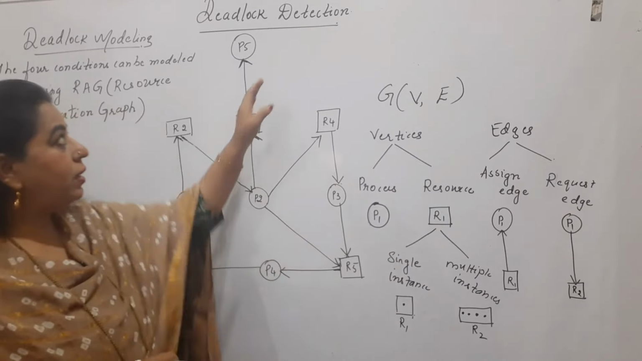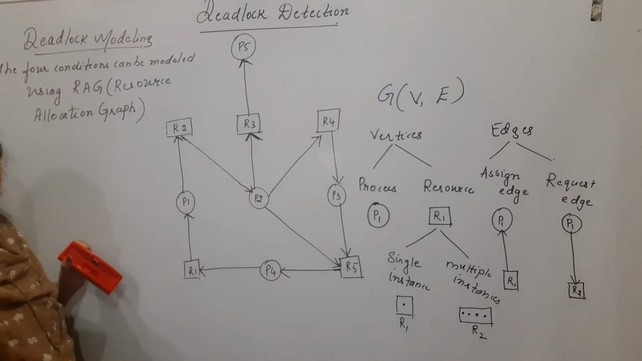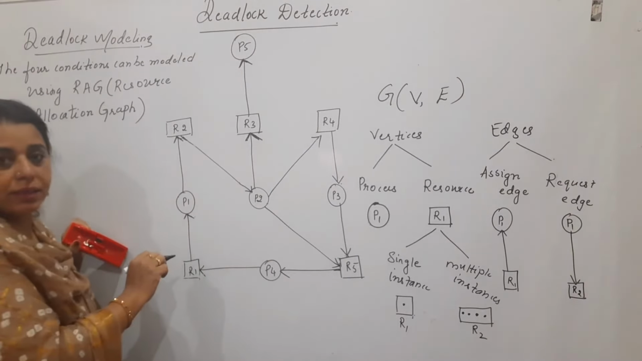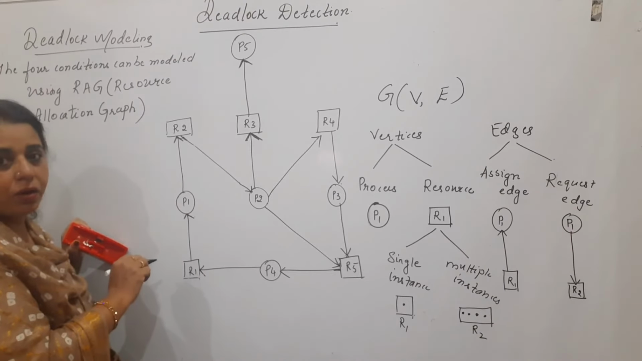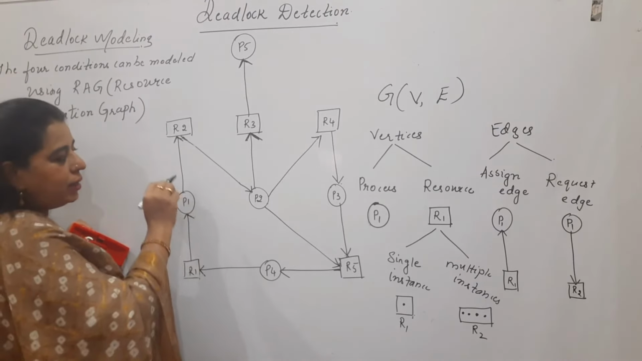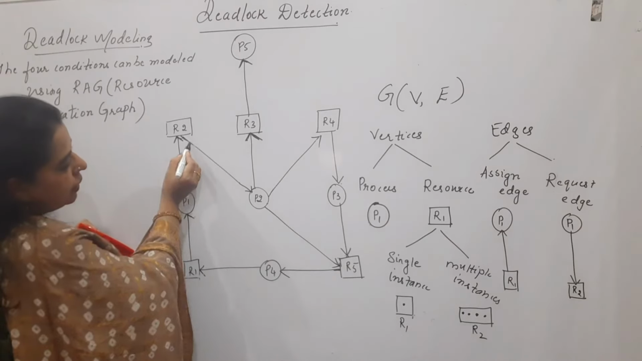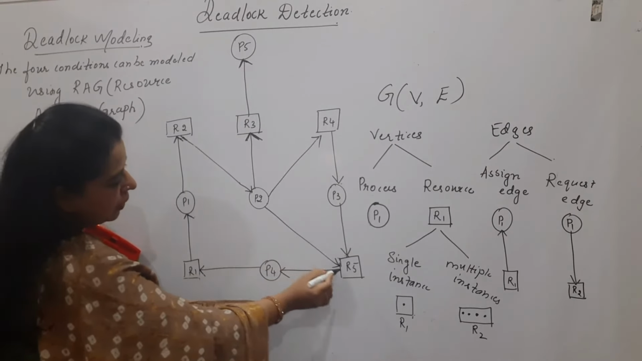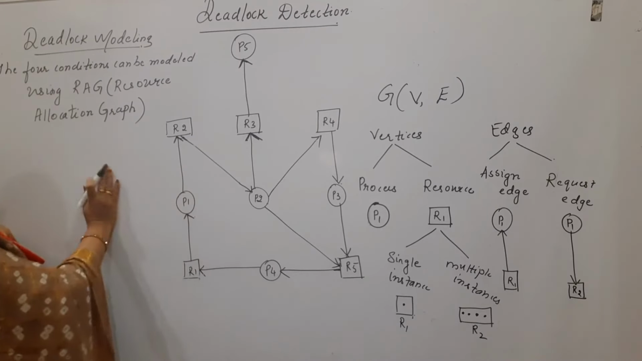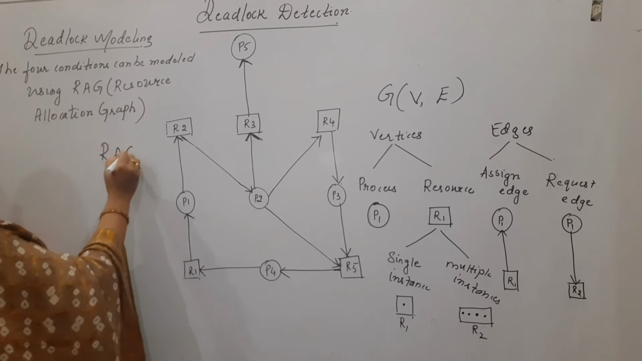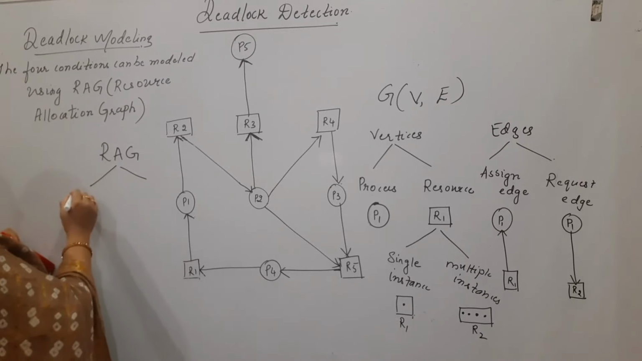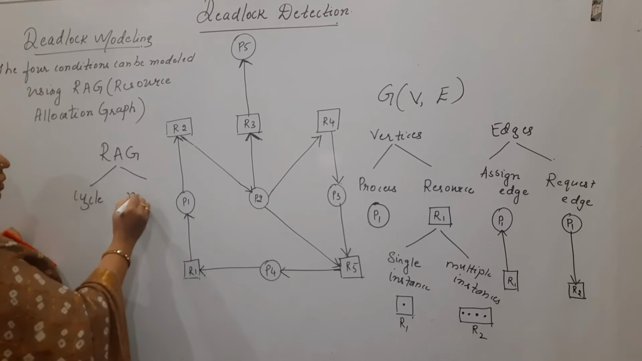Now I shall move on to deadlock detection. We'll check whether, by just observing this resource allocation graph, there is a deadlock. If a RAG, that is a resource allocation graph, contains a cycle, then there is a deadlock. So you can see there is a cycle formed here. But now you have to remember one more important point: a RAG may have a cycle or may not have a cycle.